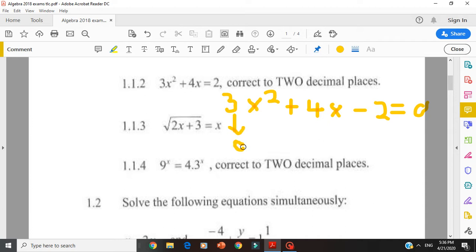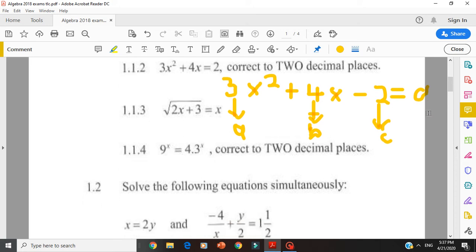Okay, so what you notice here is that my a is 3, my b is 4, that's for my b, and my c is minus 2. Okay, and this is what you'll be plugging into the quadratic formula to solve for both the roots of x.